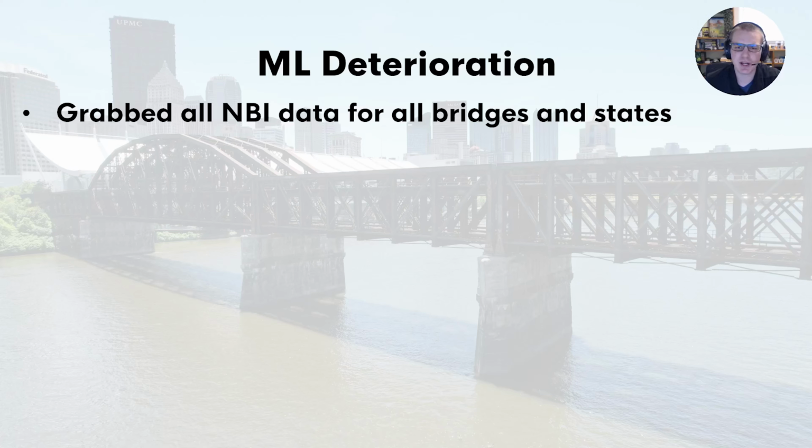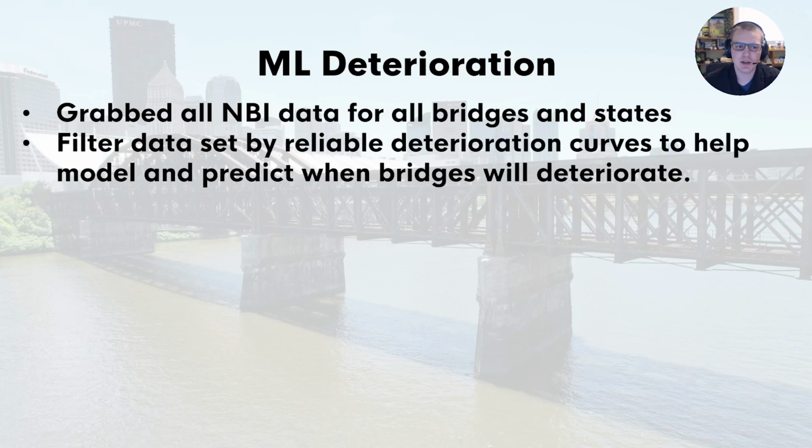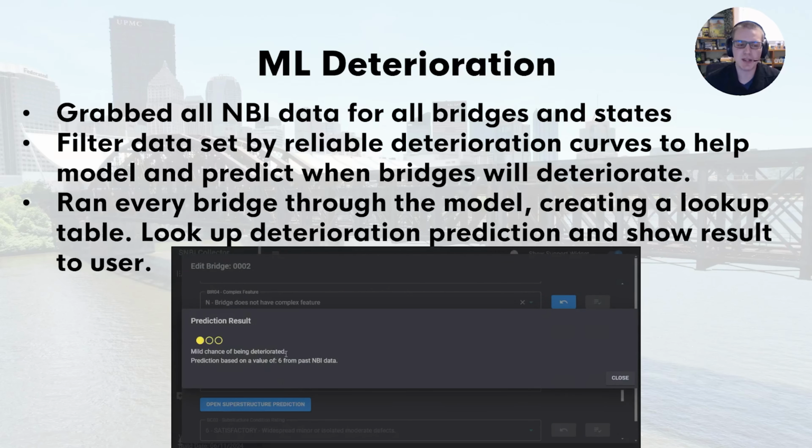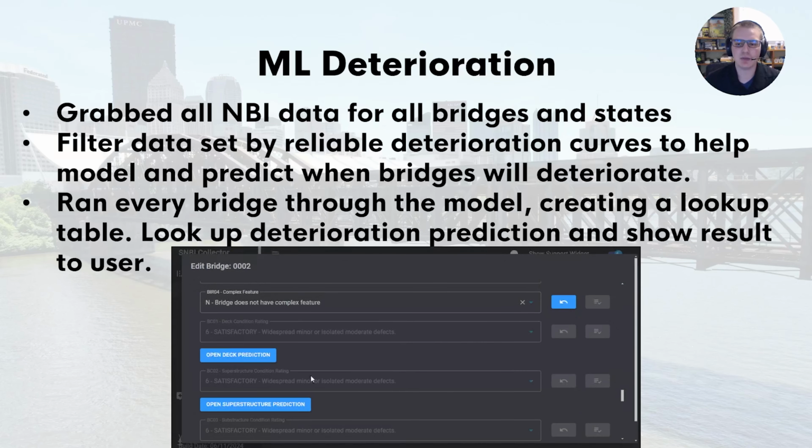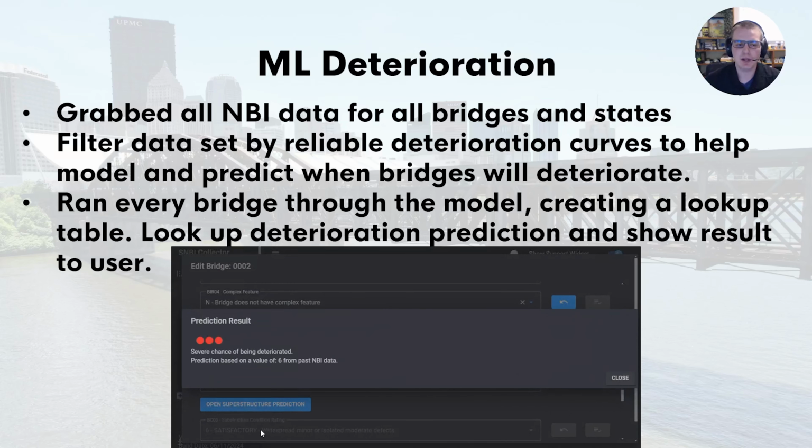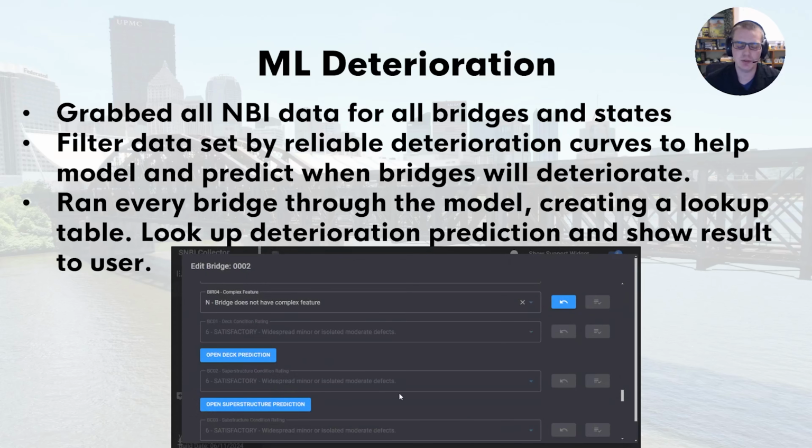So we grabbed all the NBI data for all bridges and states. We filtered the data by reliable deterioration curves to help model and predict when bridges will deteriorate. And then we ran that model against every bridge, and through the model created a lookup table that looks up the deterioration prediction and shows the result to the user when they're doing these inspections.